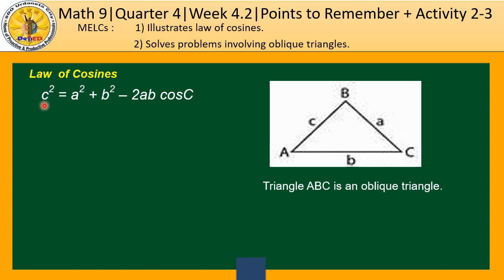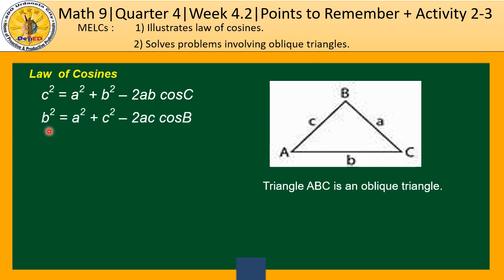If we are looking for c, you will write the two remaining sides, then square. That is a squared plus b squared, then minus 2, then write a and b again, times the cosine of the angle across this side. So if this is c, this is the cosine of C.